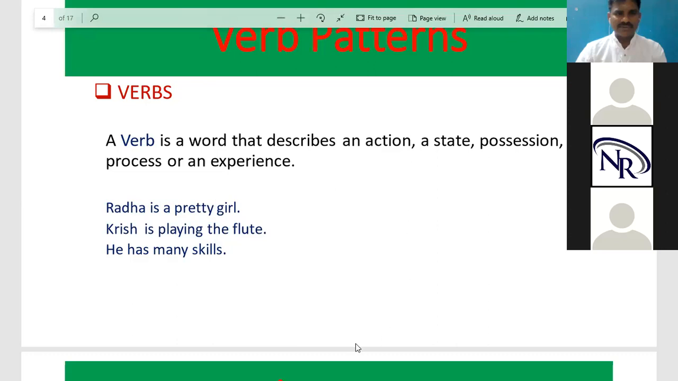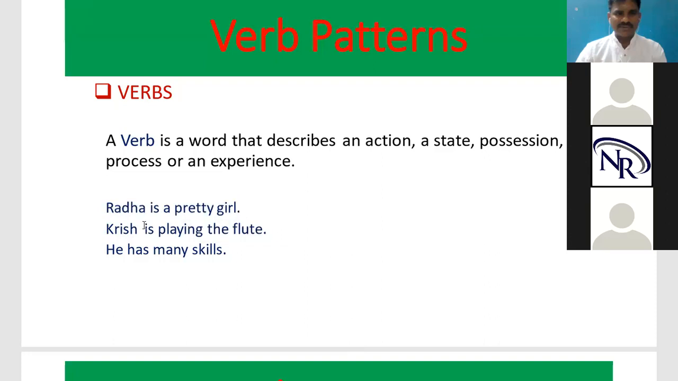Next. Krish is playing the flute. Here, what is the verb? Is. Well, is. Observe the difference. Playing also. So the first one is only state. In the second sentence, action is there. What is the action? He is playing, and he is playing now.